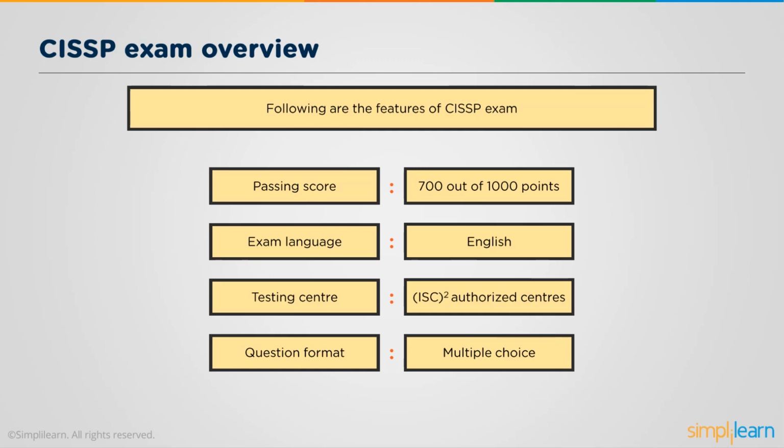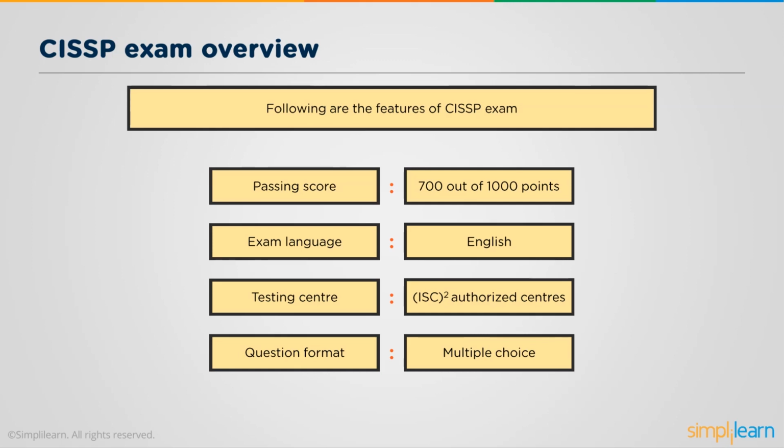The question formats are 3 types: multiple choice, drag and drop, and hotspots. Multiple choice is the format that we are going to look at when we look at sample questions. They give you a question, they give you 4 options. Either one or more options need to be chosen. They will specify if there is more than one answer to that particular question.